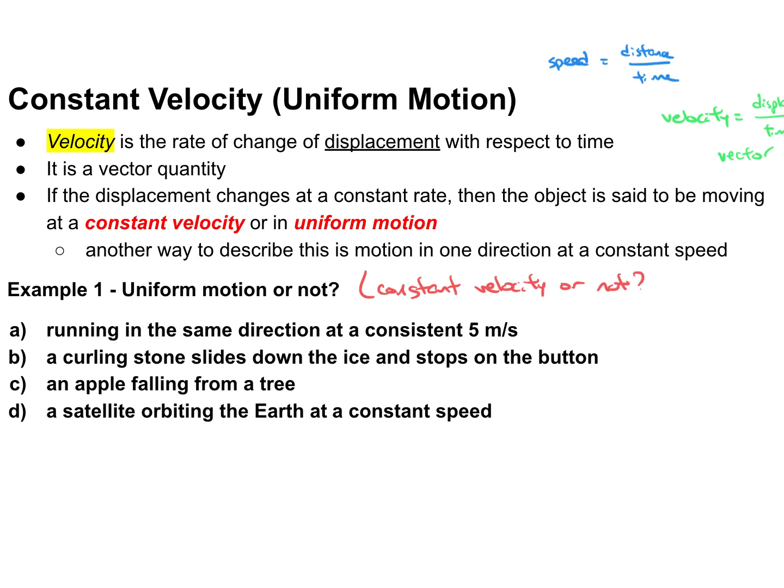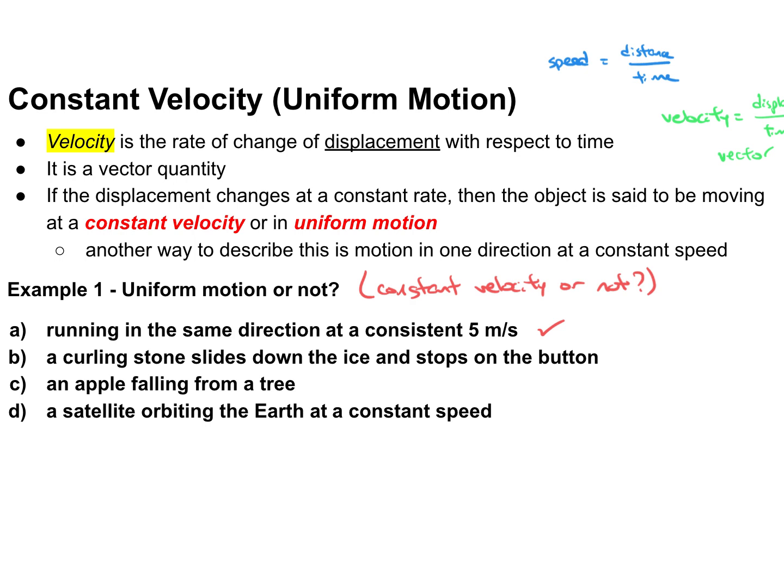Or in other words, is it going in a straight line at a constant speed or not? Okay, so A, running in the same direction at a consistent 5 meters per second. Yeah, that is going in a straight line because it says same direction. And the constant speed is consistent, so it is constant velocity.